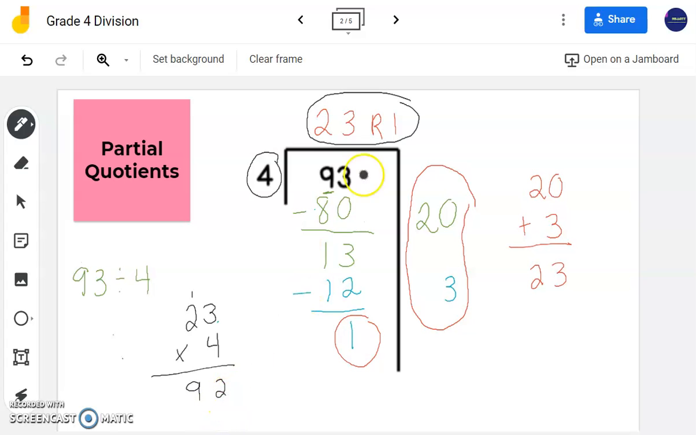Now, I notice that's pretty close to my dividend, but I can't forget about this remainder of 1. So now I'm going to add my remainder of 1, which is going to give me 93. And I notice 93 is also my dividend. And that's your goal. That's how you know you did your division problem correctly, when you get the same answer as your dividend when you multiply your quotient by your divisor. And here that's proving that we did this correctly.